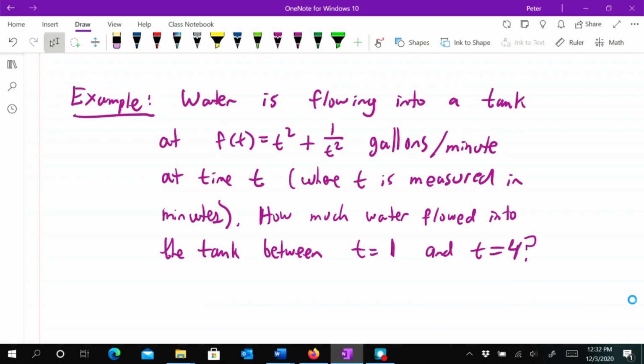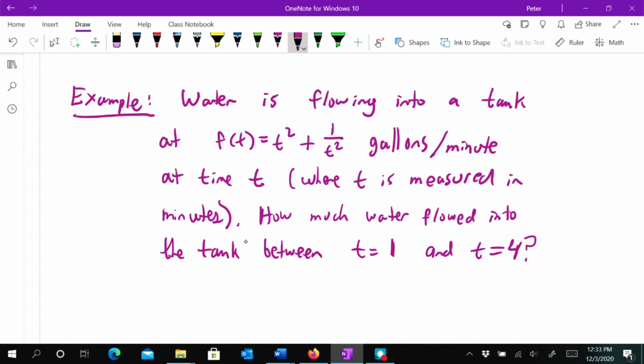So I've put up this problem just to take this a little bit out of the realm of velocity and distance, just to give you a different context for this. So the problem is water is flowing into a tank at a rate of f of t equals t squared plus 1 over t squared gallons per minute at time t. In other words, at time, let's say 5 minutes, the water is flowing into the tank at a rate of 5 squared, which is 25, plus 1 over 25, in other words, 25 and 1/25 gallons per minute. That's the rate at time 5 minutes that the water is flowing into the tank.